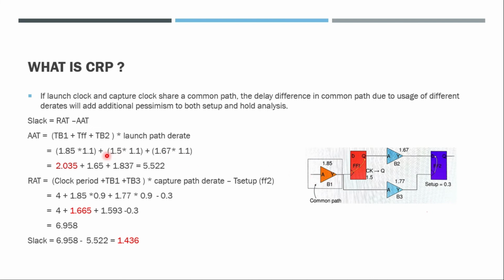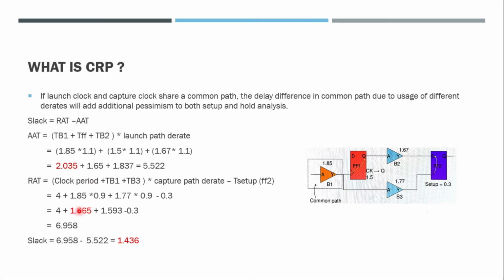One thing you observe is that for the same path, the delay of TB1 is given as 2.035 here and 1.665 here. So the same path is using two different delays for the same analysis. This is the same analysis, but it is using different delays. Is it right? Actually not. It should not happen that way.